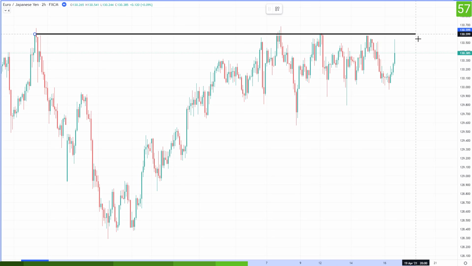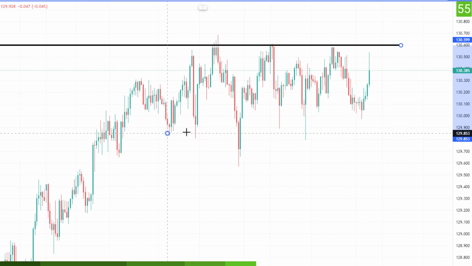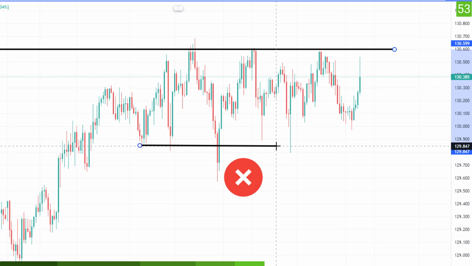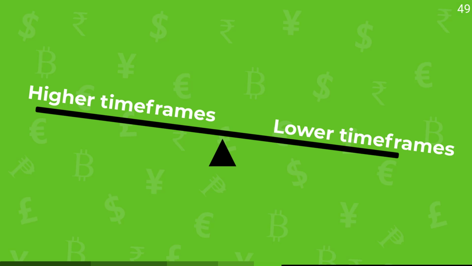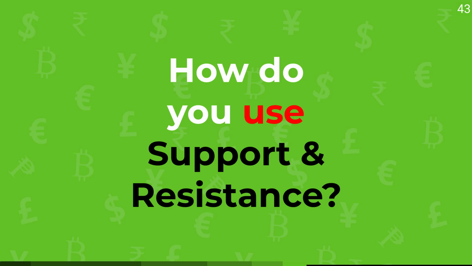It may be okay to cut through a candlestick wick to mark a level, but it's never okay to cut through a candlestick body when drawing levels. Higher time frame support and resistance levels may carry more weight, and every price analysis should start on a higher time frame. Next, how do you use support and resistance levels in your trading?